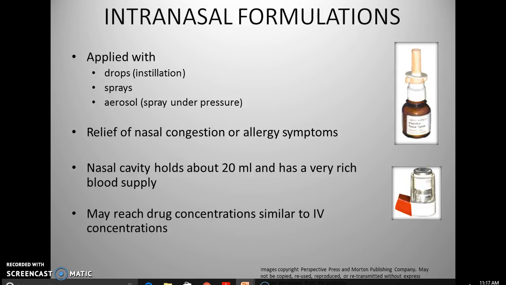For example, when you talk about IV concentrations going to the vein, it happens very rapidly. Because of the rich blood supply that you find within the nasal cavity, getting medications to go through there can allow for a similar drug concentration to that associated with IV given medications. So the concentration can be the same within a very short period of time.